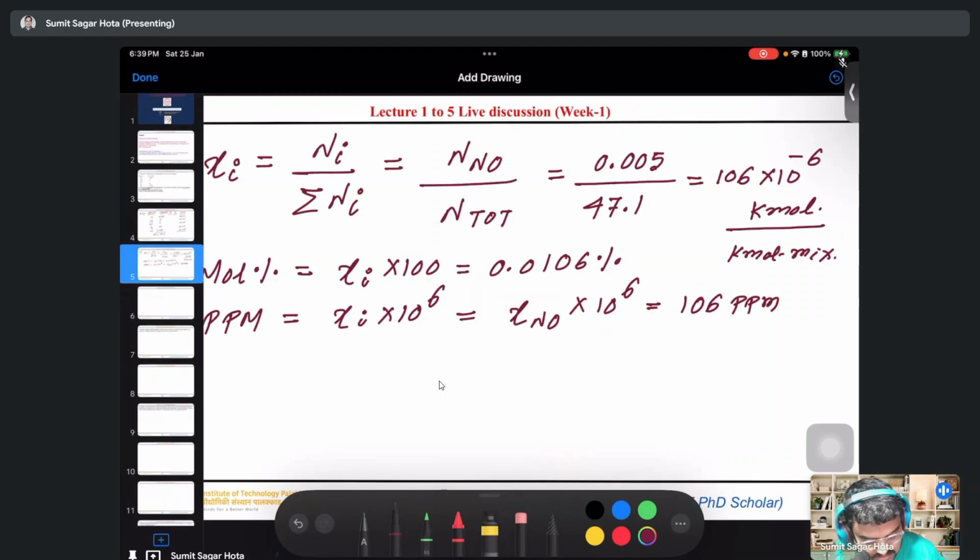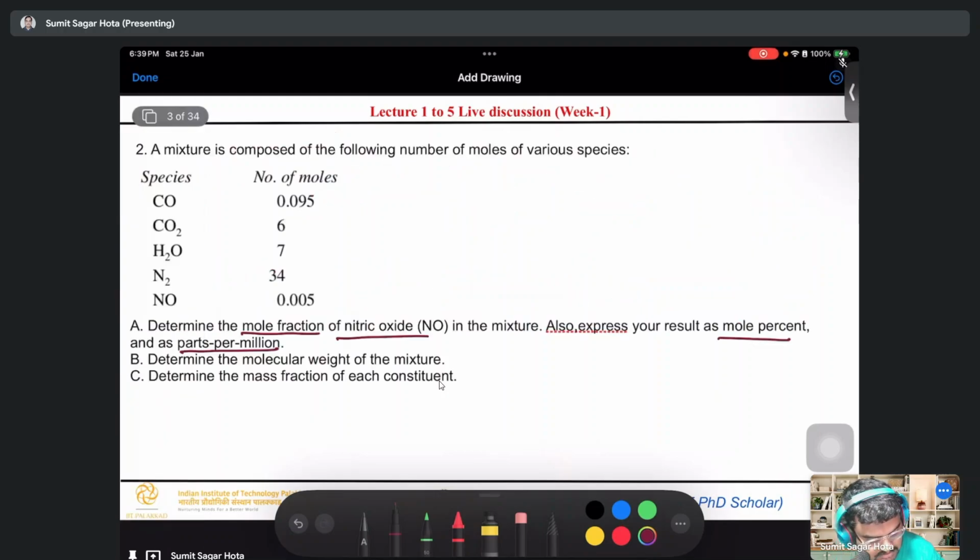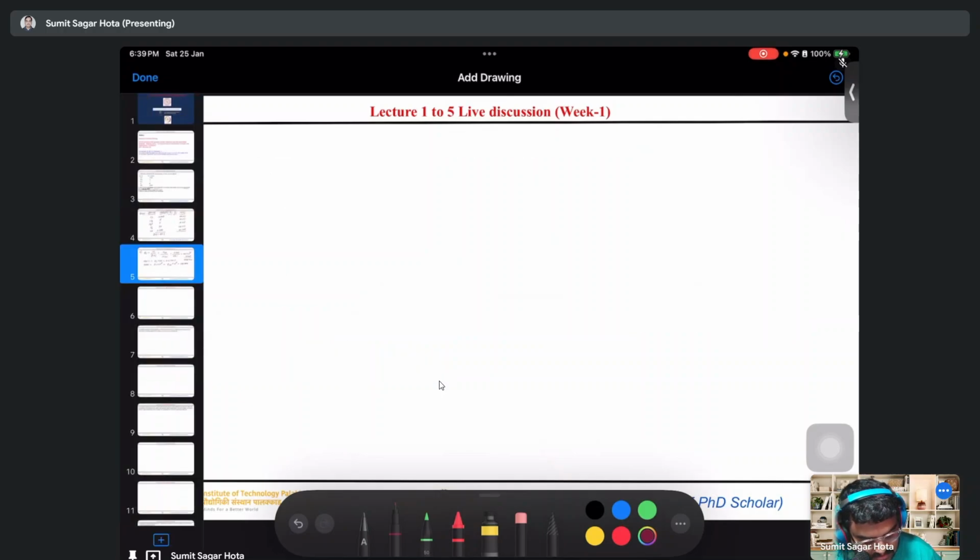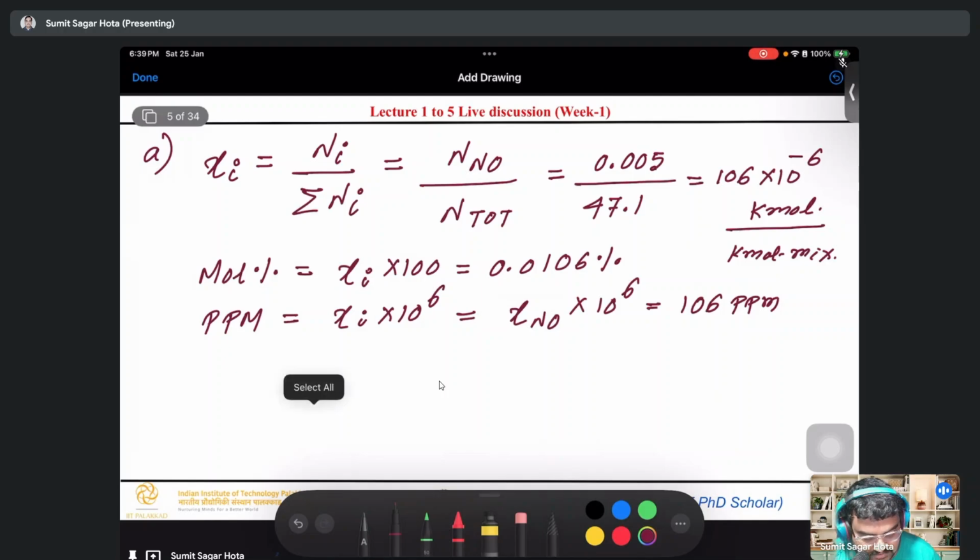Now we will calculate the molecular weight of the mixture. The second bit is to determine the molecular weight of the mixture. Since for finding the molecular weight of the mixture we need the mole fraction of each constituent species, that's the reason I already found all the species mole fractions, so that we can use them in the molecular weight of the mixture formula.